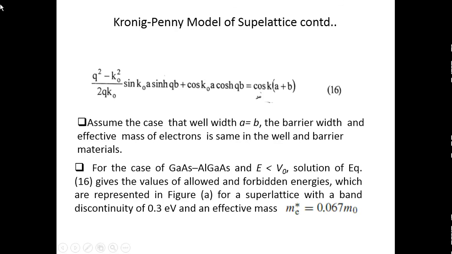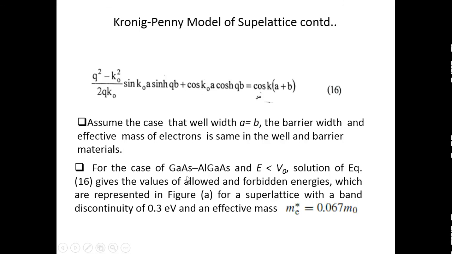Now with equation 16, assume the case that well width A is equal to B. That is, the well and the barrier have the same width, A is equal to B, and the effective mass of electrons is the same in the well and the barrier. So while an electron tunnels through the barrier, the effective mass of the electron is not changing. The same electron mass is there for the electron wave motion.